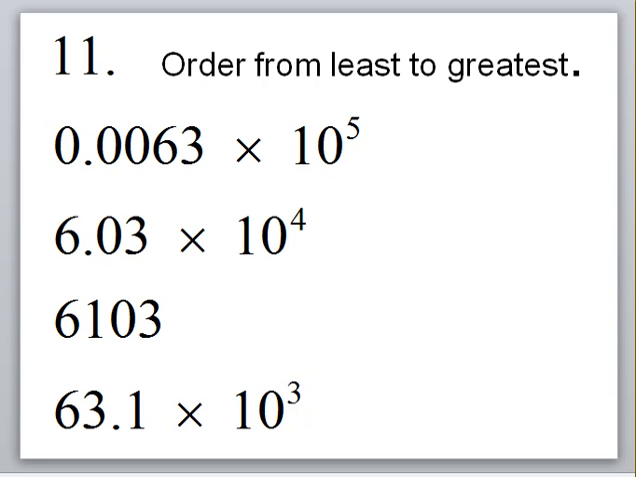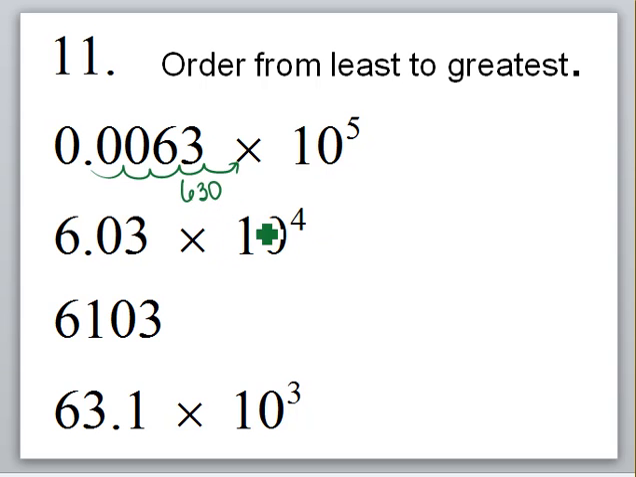Alright, in this next problem I'm asked to order these from least to greatest. The easiest way we're going to find to do this is just to put these in standard form first and then go back. When we put these in standard form, we're going to notice that we have a positive exponent here. So I'm multiplying by a large number, so I want to make this number larger. In order to do that, I would be moving it to the right. So that actually makes this number be 630.